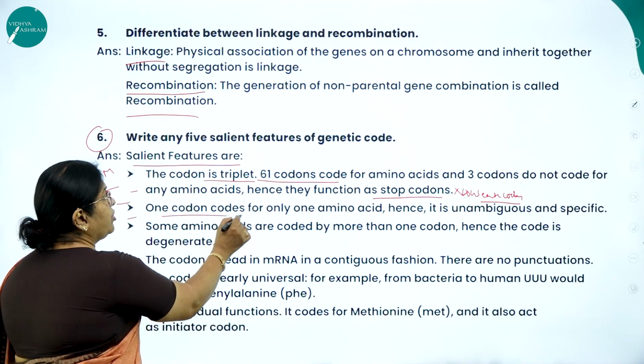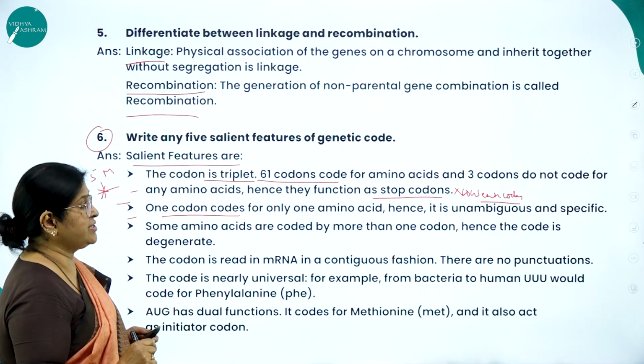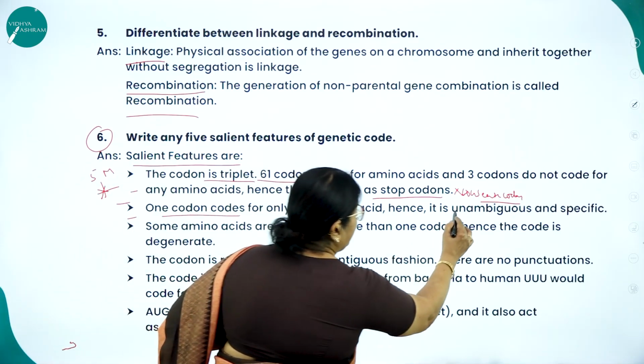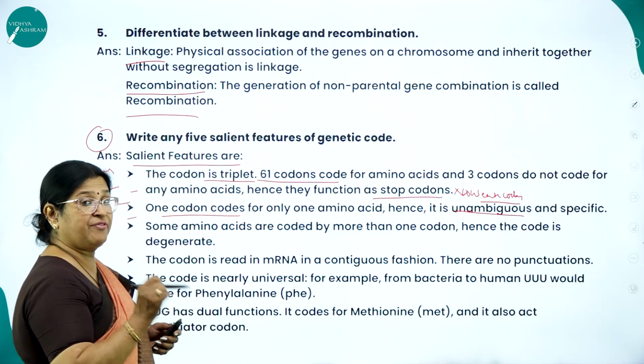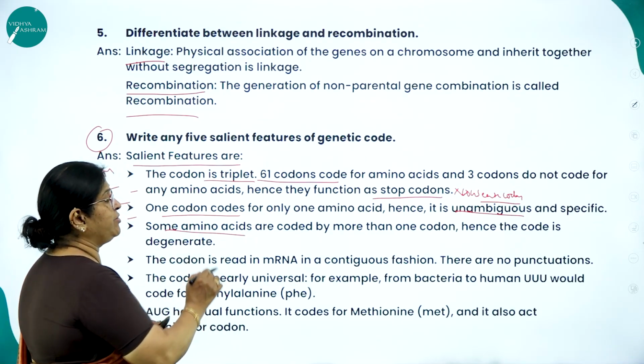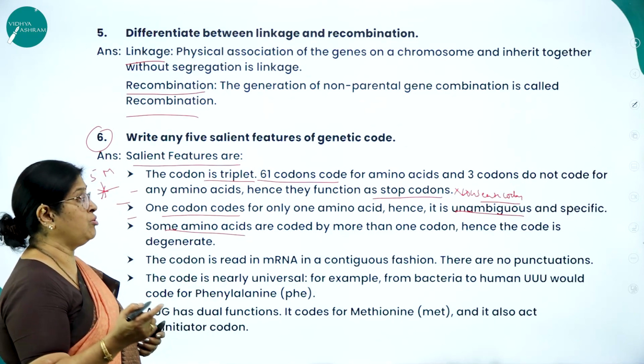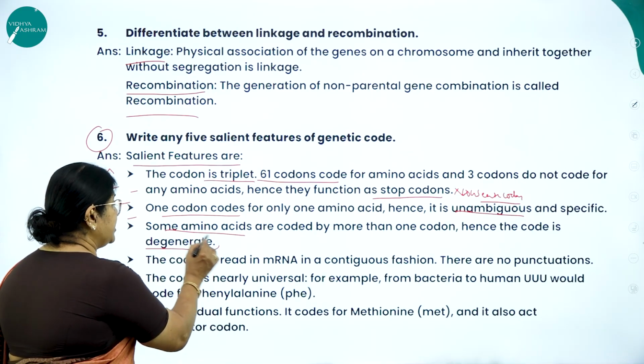Next, one codon codes for only one amino acid. Hence, it is called what? Unambiguous and specific. They are very specific. Some amino acids are coded by more than one codon. Hence, the code is degenerate.